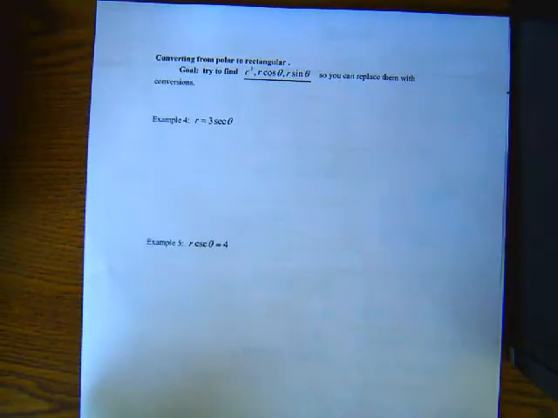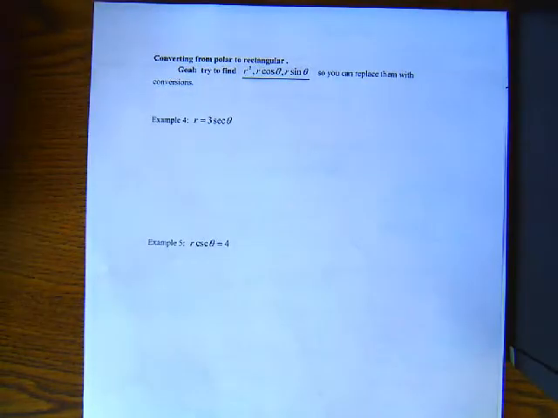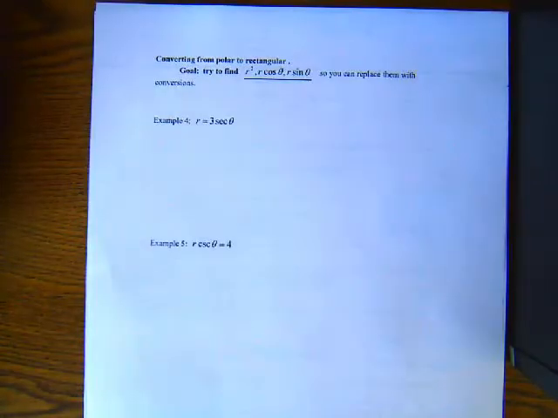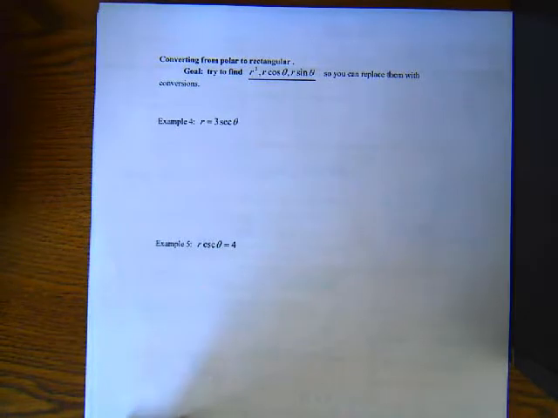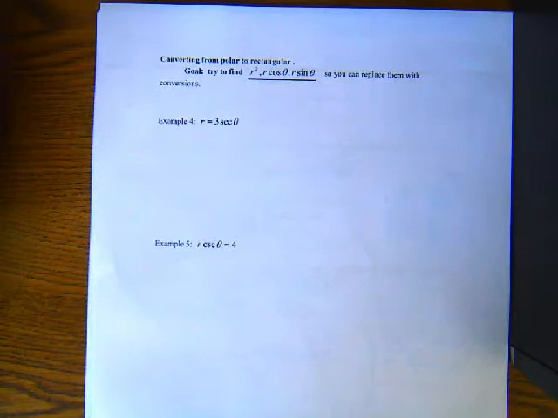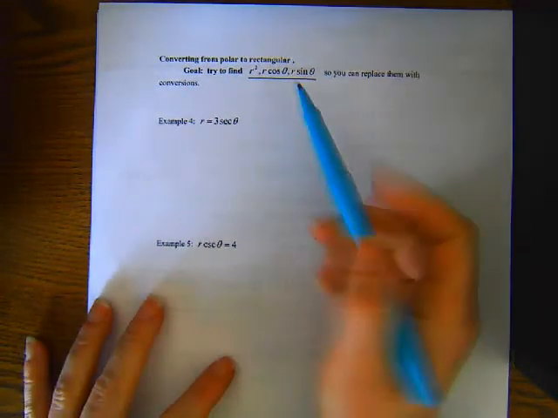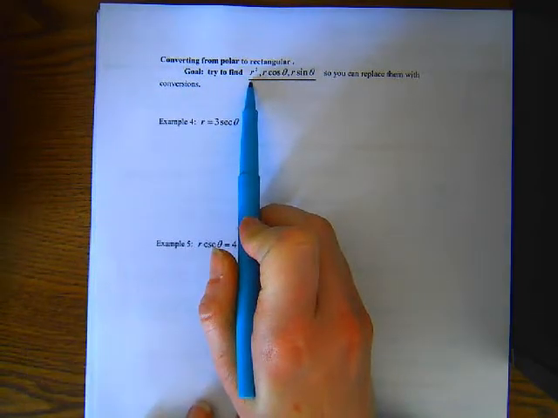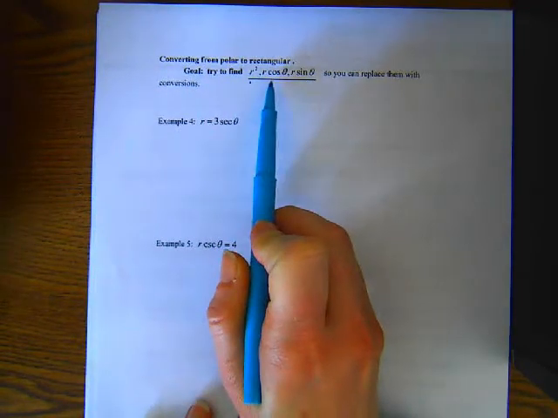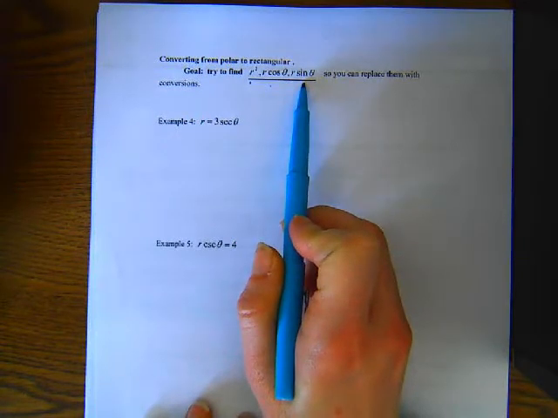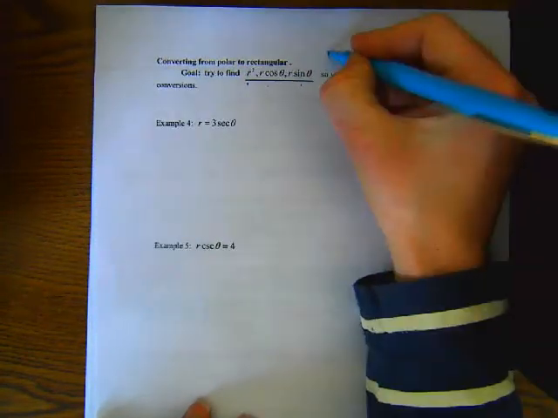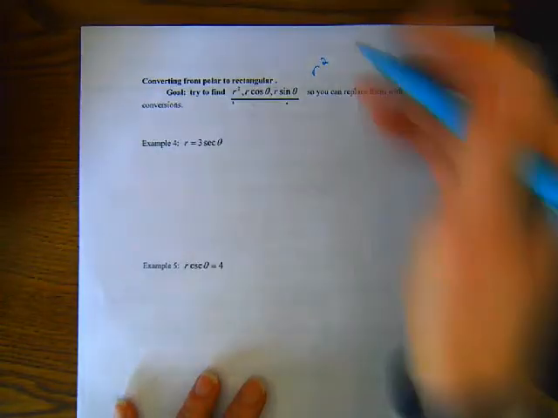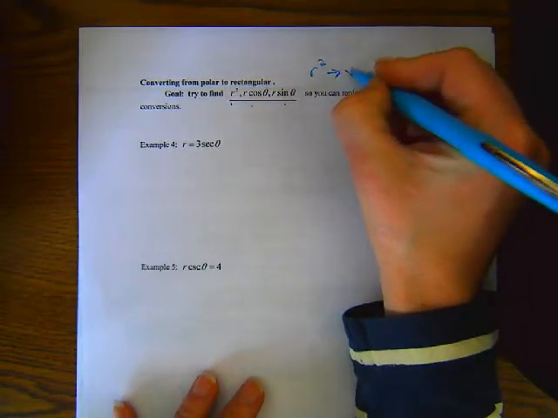Okay, so continuing on with our notes from yesterday, what we are going to do now is go from polar mode back to rectangular mode. Hopefully you see the similarity between what we did yesterday and today, but using our conversions, our goal is to get one of these three expressions, either an r squared, r cosine theta, or r sine theta, because we can use the conversions then.